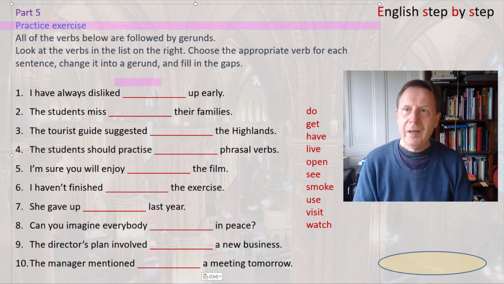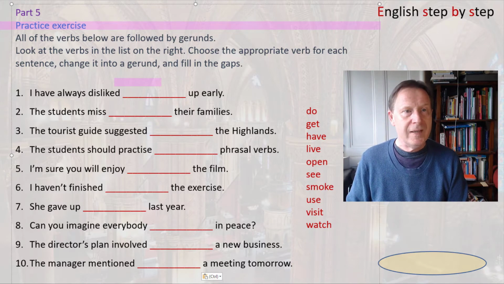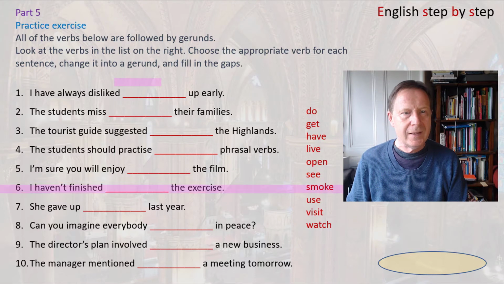So here we have the practice exercise, and you can see all of the verbs in these 10 sentences are followed by gerunds. You can see disliked, miss, suggested, practice, enjoy, finished, gave up, imagine, involved, mentioned. All of these verbs can be followed by gerunds.